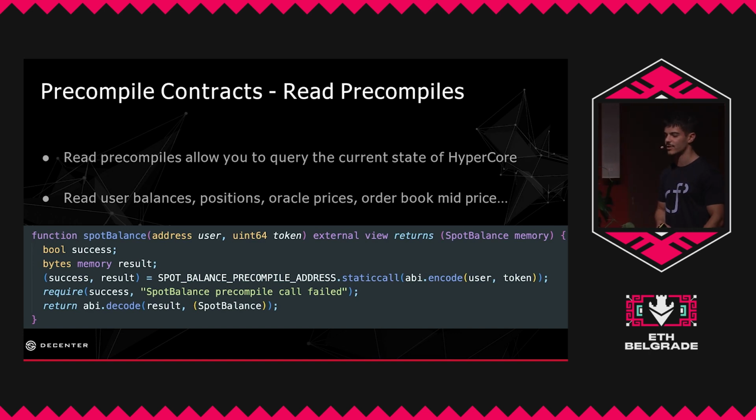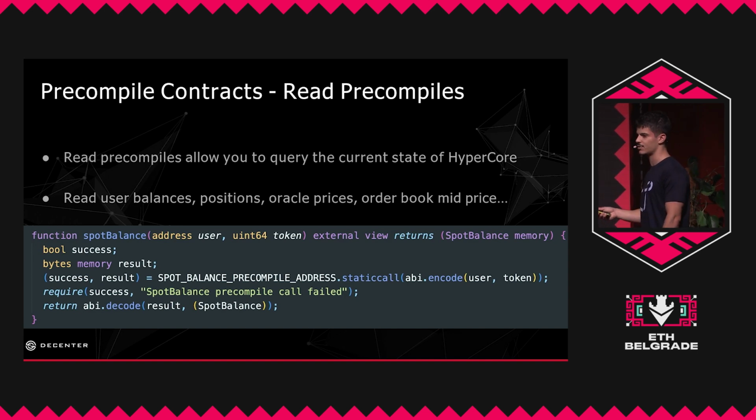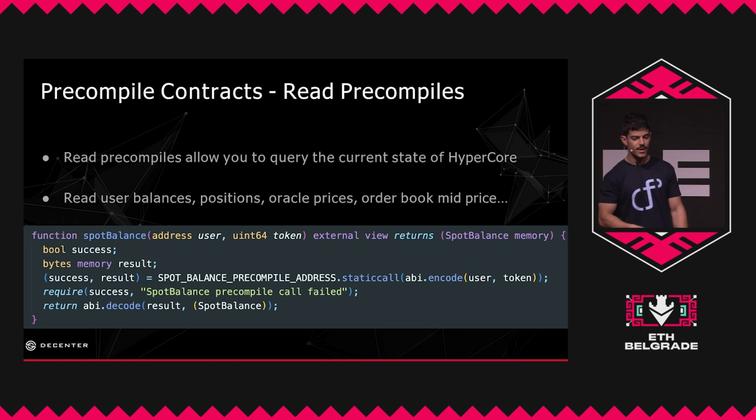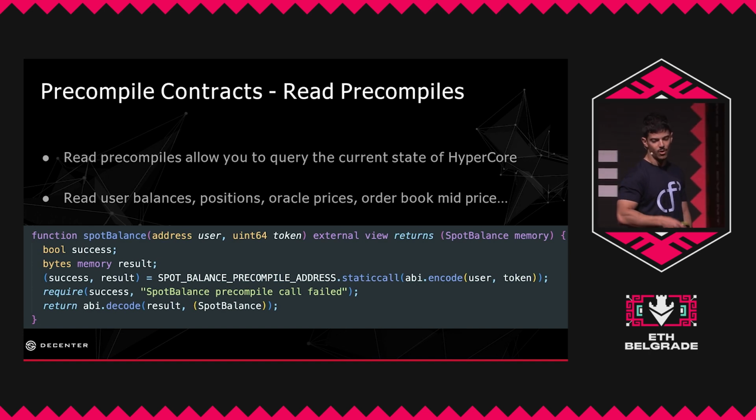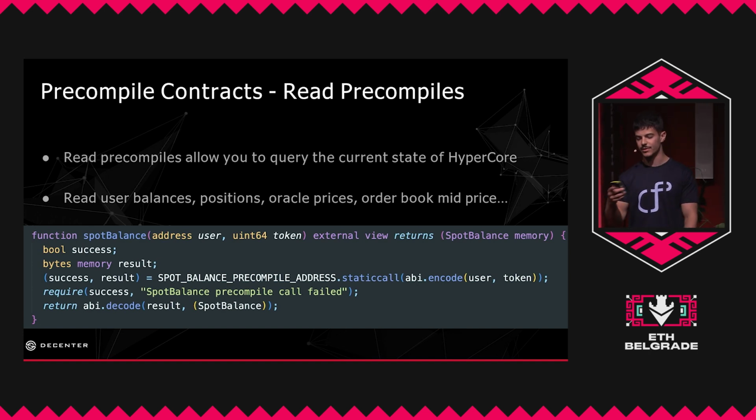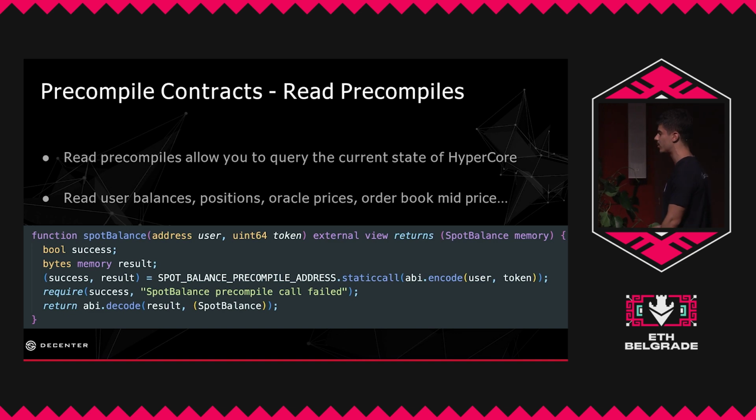The read precompile contracts allow you to query the current state of Hypercore and to read any of the information from Hypercore. This could be reading user balances, reading which positions users have in certain perpetuals, the oracle prices of the perpetuals, the order book mid-price of the given market, and so on. And as you can see from the code, you just call a precompile address, you give it the user's address and the token address, and it will return the user's balance for that token.